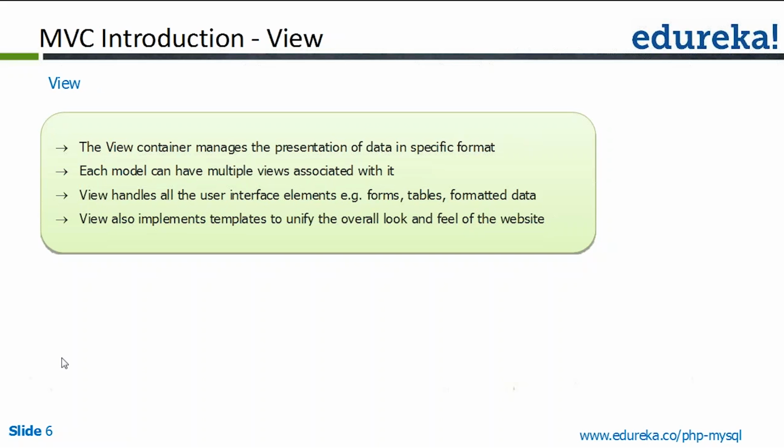Now we'll see view. View is basically a container, or you can say it contains the presentation of the data. Whatever is displayed on the browser to the user is basically coming from the view. Whether it is the style or its look and feel, whatever the user is able to see, it is part of the view. Each model can have multiple views associated with it. So different views we will be using for various functionalities.